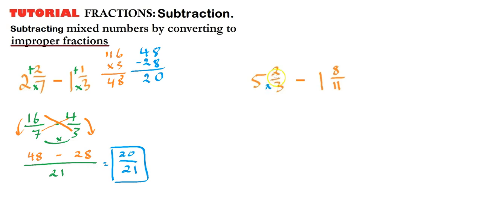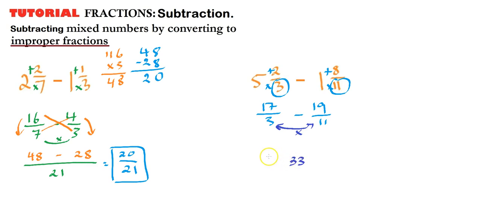So 3 times 5 is 15, plus 2 is 17. So 17 goes over the denominator, which is 3. 11 times 1 is 11, plus 8 is 19, and the denominator is 11. So there's a shared denominator, a common denominator. We can just say, okay, so 3 times 11, what is that? That's 33. Okay, so now 11 times 17 can be dropped down. Now I don't know what 17 times 11 is, but we can figure it out.